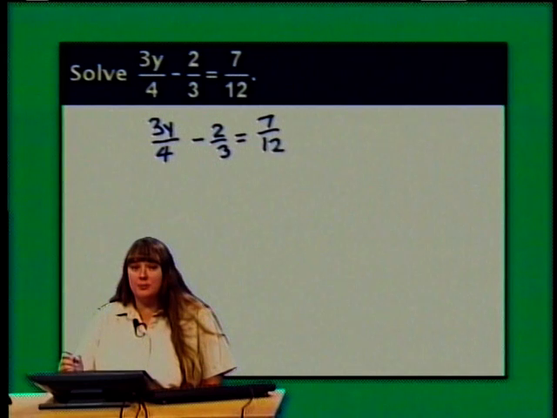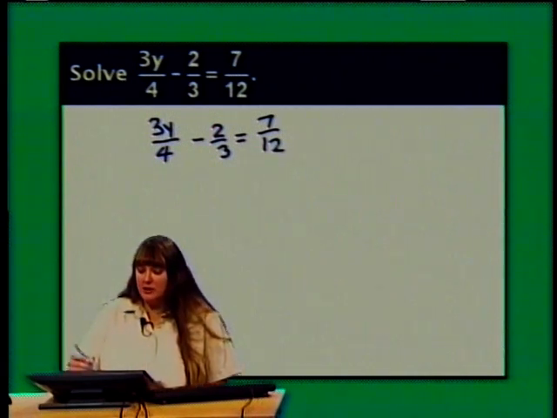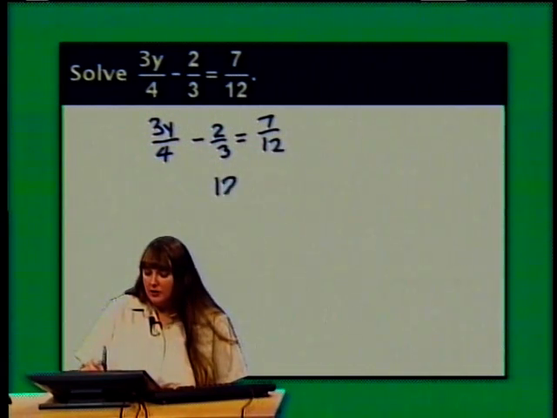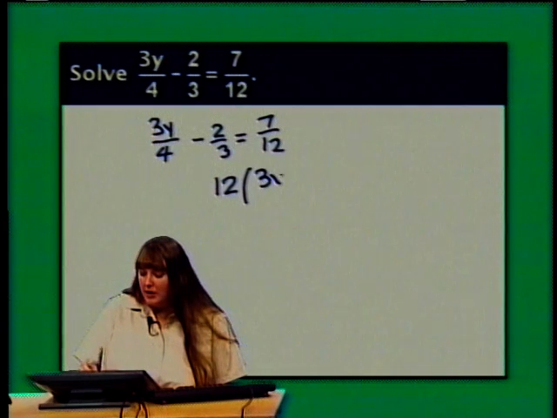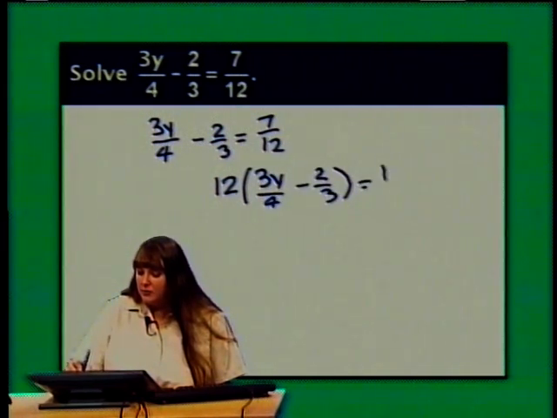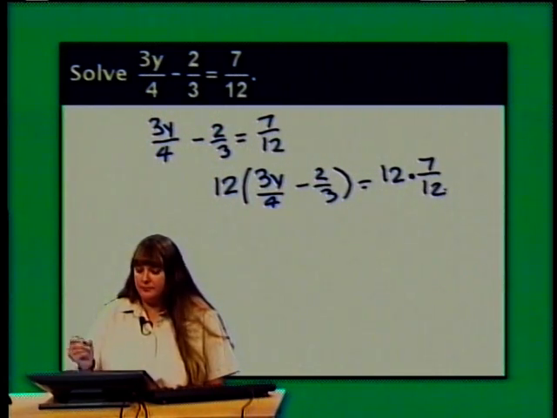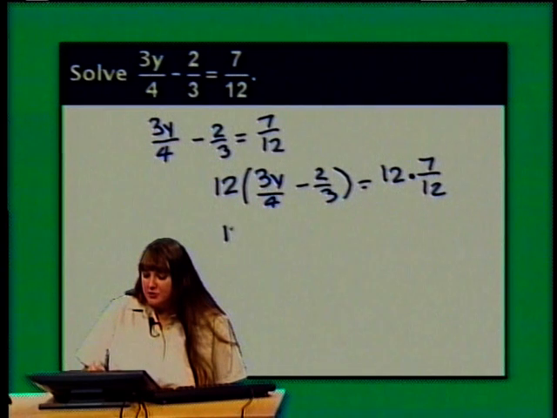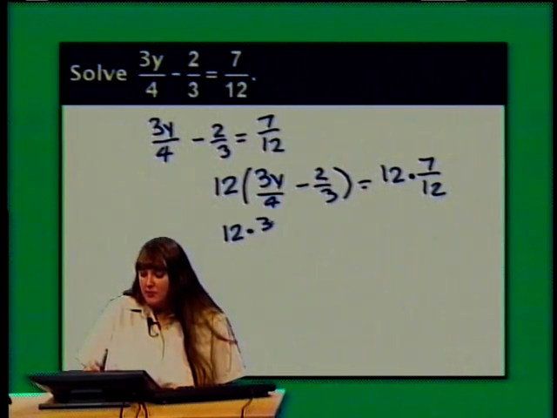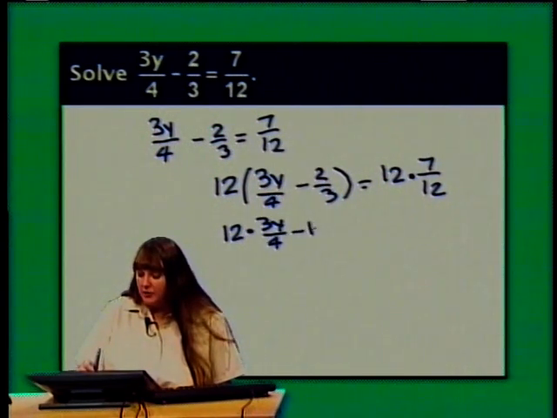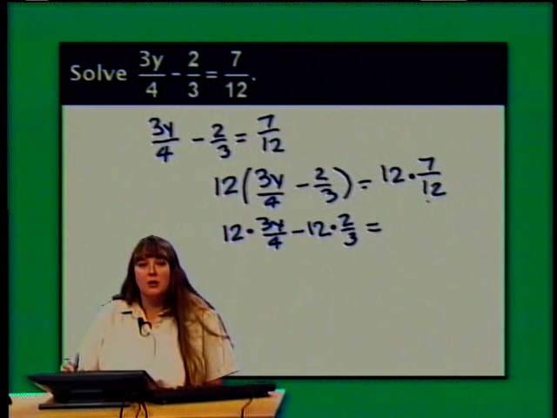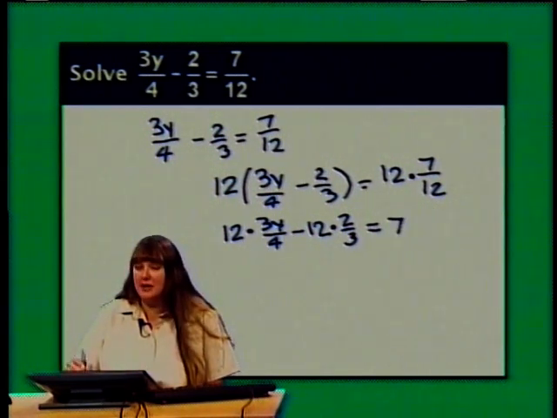So I'm going to multiply both sides of this equation by 12. So 12 times (3y over 4 minus 2/3) equals 12 times 7/12. So I need to distribute this 12. 12 times 3y over 4 minus 12 times 2/3 equals, well, on the right-hand side, 12 divided by 12 is 1, so I'm left with 7.